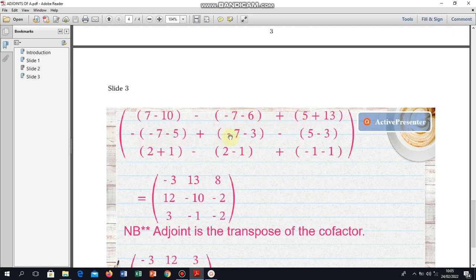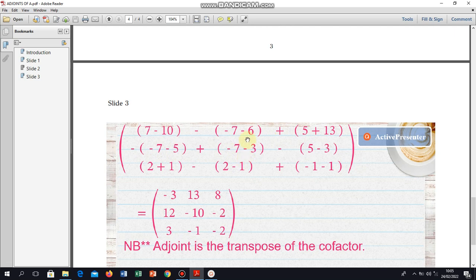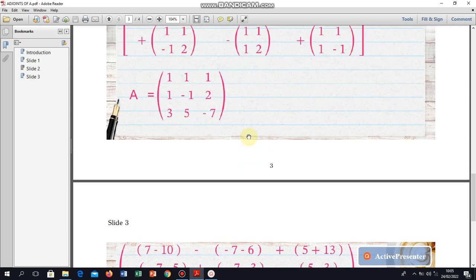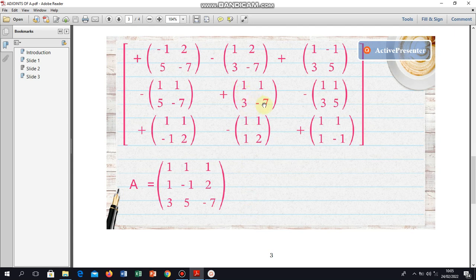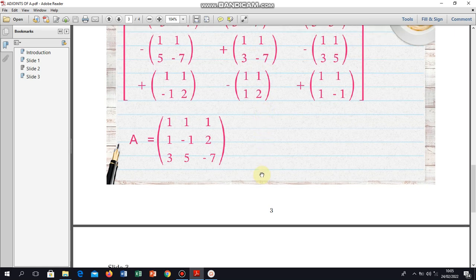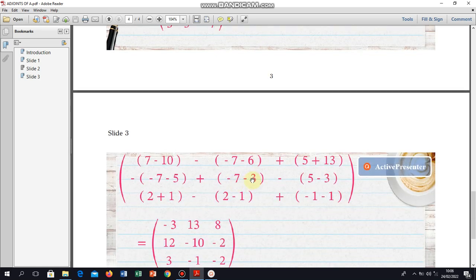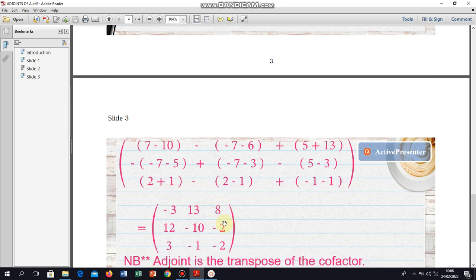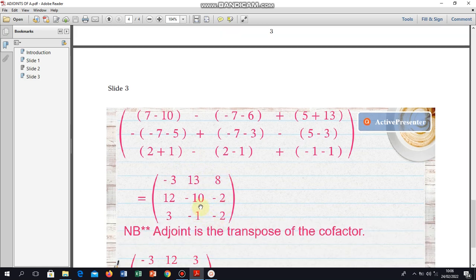The same thing we did also for this one. You can see the second element in the second row. So here it is 1 times negative 7, minus 1 times 3, that means negative 7 minus 3. Here it is exactly. So we are doing that in order to get these determinants of the minor matrix we've been talking about. From there, what we've got is what we refer to as the cofactor. This is now the cofactor of the matrix.